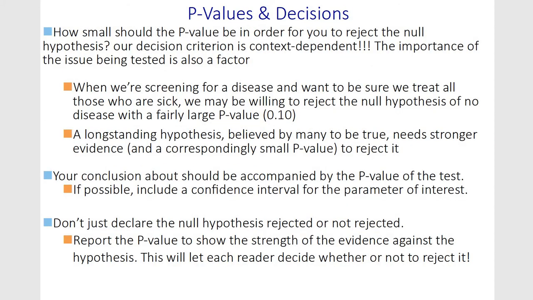Okay, so big question. How small should the p-value be in order for you to reject the null hypothesis? Well, guess what? It really depends. It depends on our context, what's going on. The importance of the issue is also being tested. For example, when screening for a disease, you want to treat all those who are sick, so you might get away with a p-value of 0.1 or 10%.